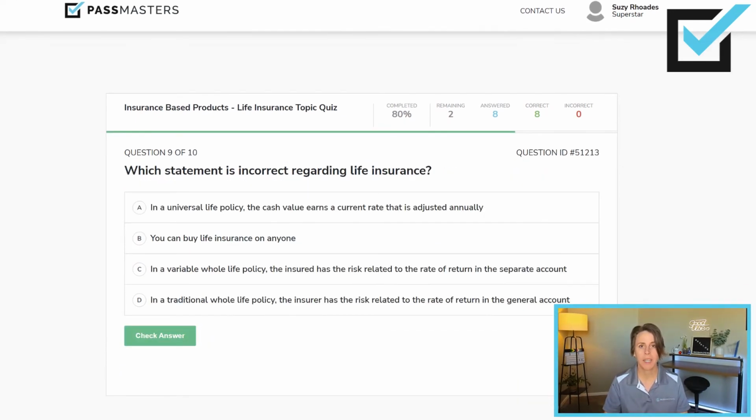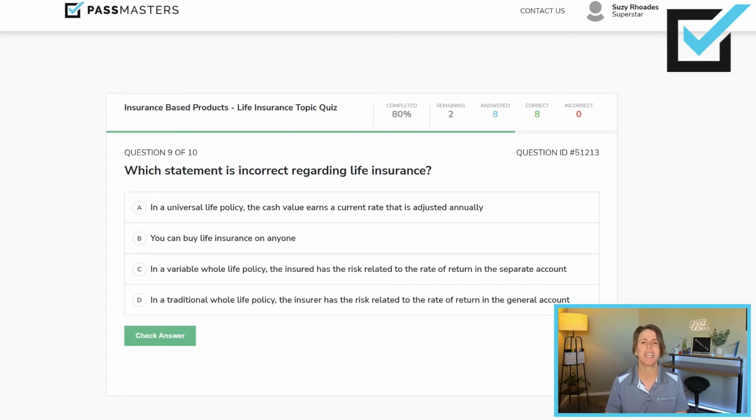Which statement is incorrect regarding life insurance? In a universal life policy, the cash value earns a current rate that is adjusted annually. Yes. So the test is like this, where you can learn things. One question teaches you something that helps you with another question. That's always nice. You can buy life insurance on anyone.